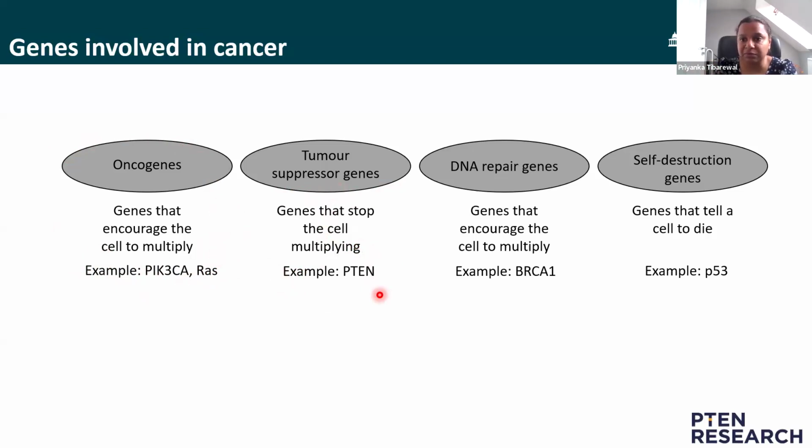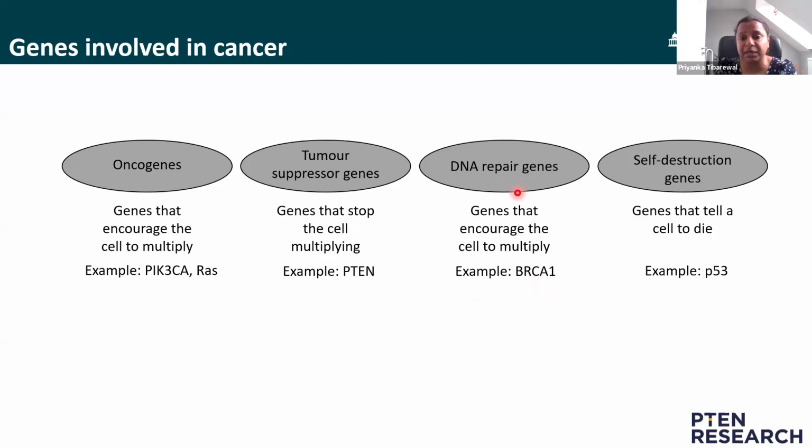If you lose PTEN function, like in PHTS, the cells multiply uncontrollably, and that's what causes some of the overgrowths we see, and some of the tumors and the cancers that we see in PTEN patients.